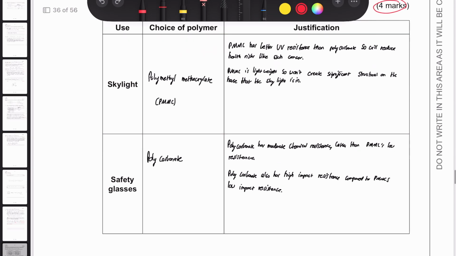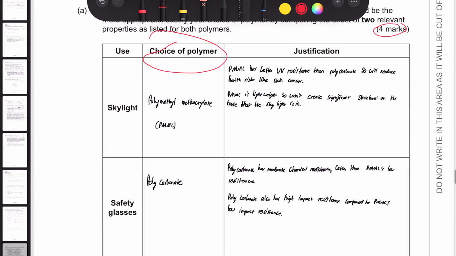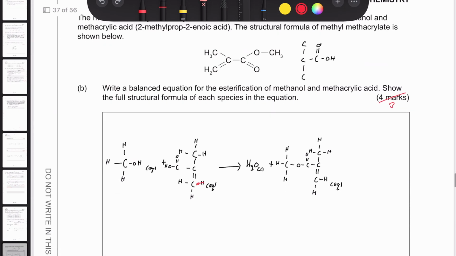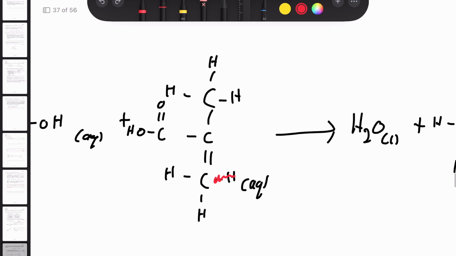Yeah, my choice and justification were fine. You didn't get any marks for your choice of polymer. You only got the marks, 1 or 2 marks, for your justifications per use. Going down. This was so close.